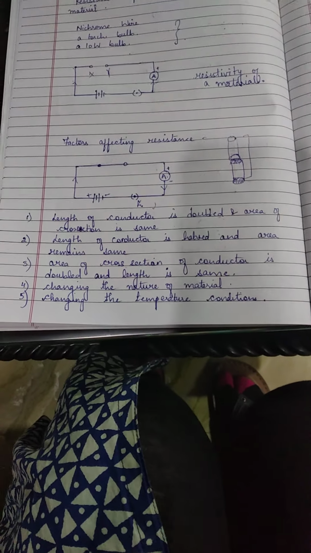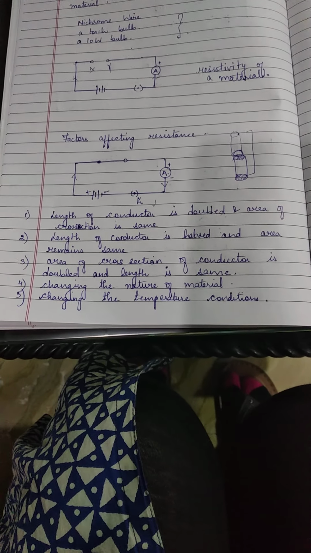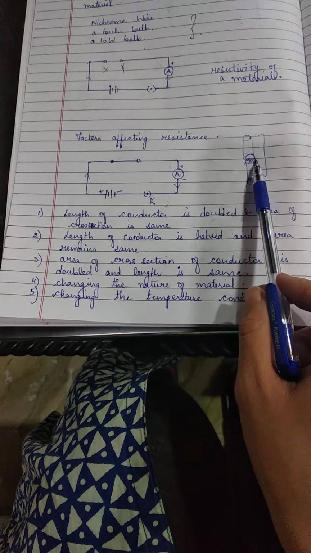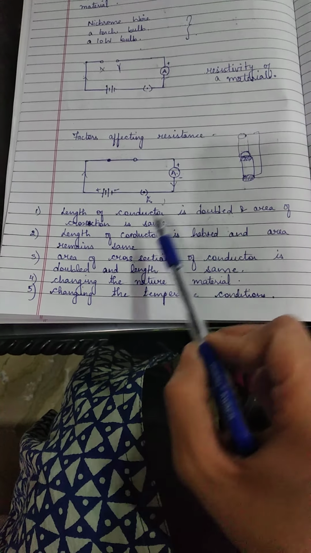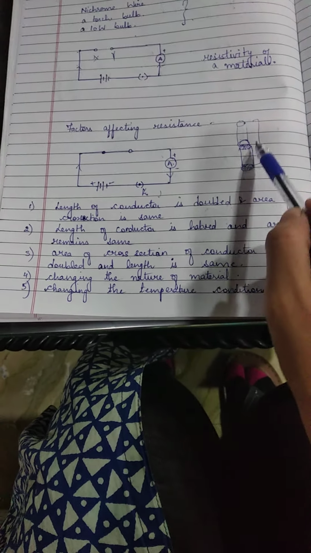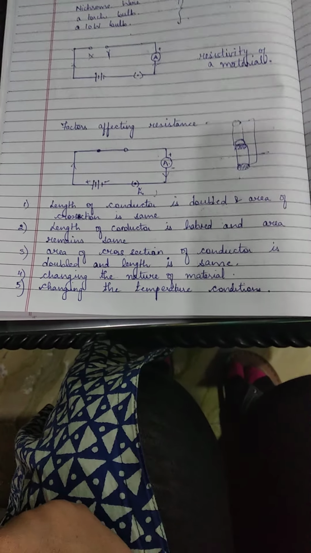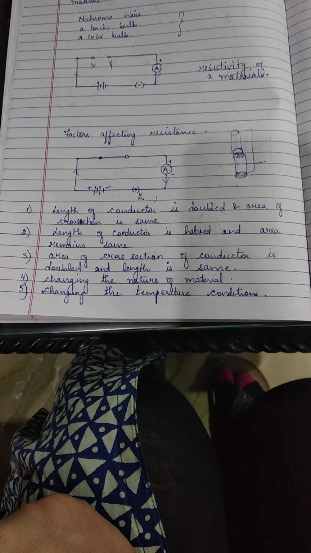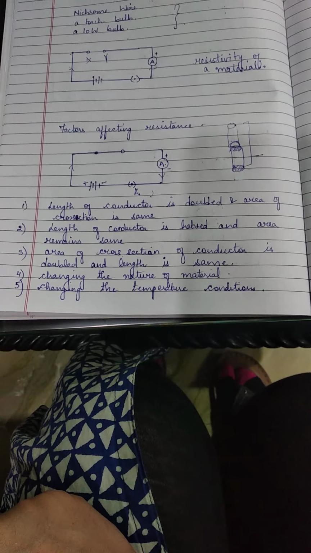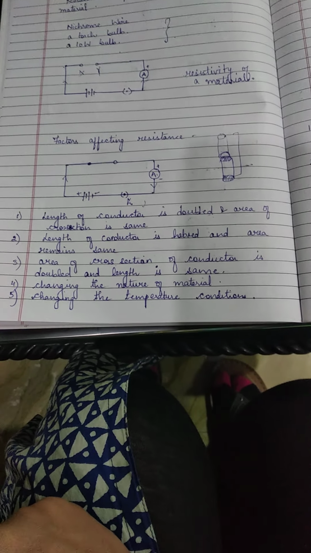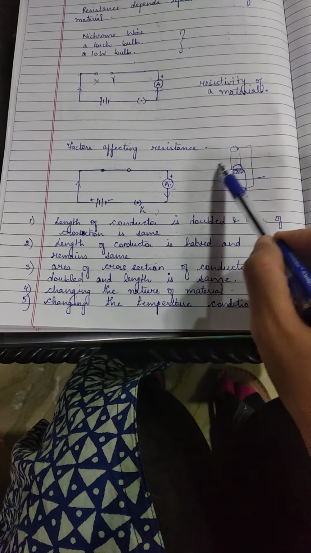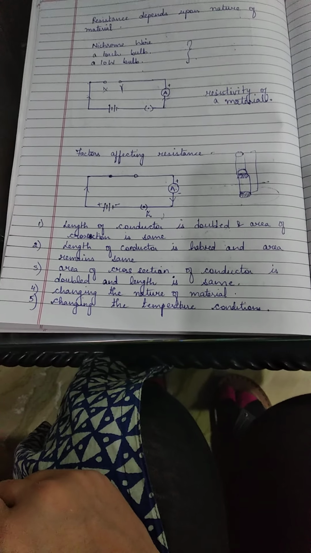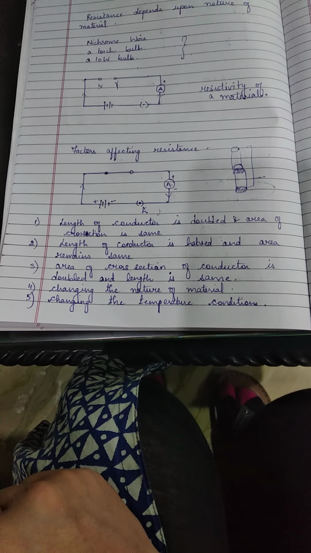Likewise, in the next case, length of the conductor is halved and area remains the same. Now what do we do? The area of cross section remains the same, but the length of the conductor is halved. It is cut from here and made half, right? So in that case also the ammeter reading would be different. Next, we have area of cross section of conductor doubled and length the same. Now what if we increase this area of cross section of the conductor, but the length of this piece remains the same? Then also the ammeter reading will be different.